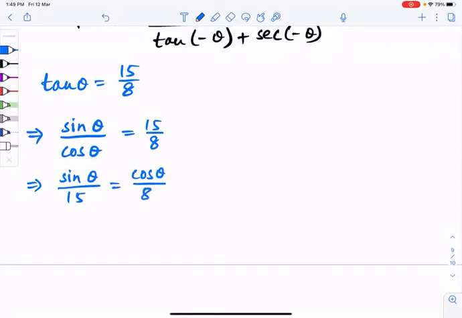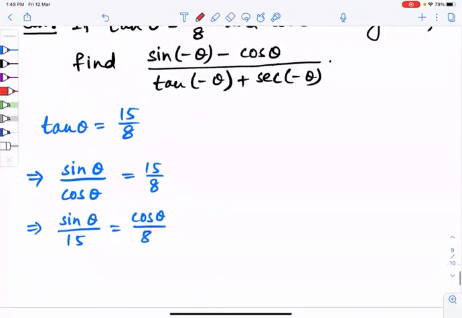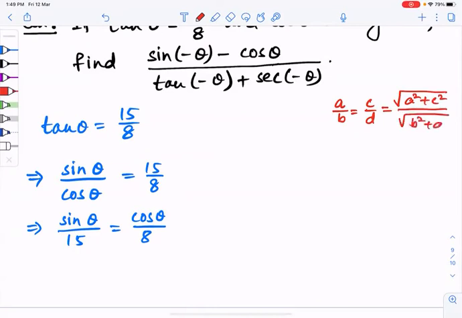Now there is a law in proportion. If I have a by b equal to c by d, this type of relation, that can be written as, that is also equal to root over a square plus c square divided by root over b square plus d square.